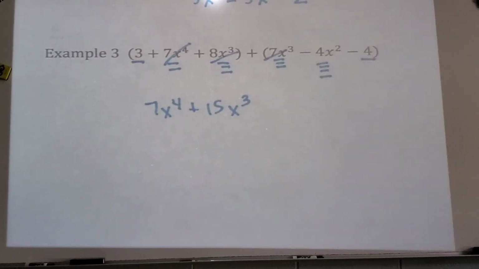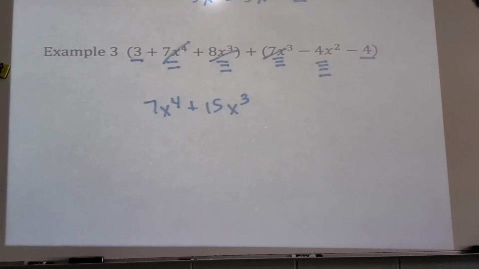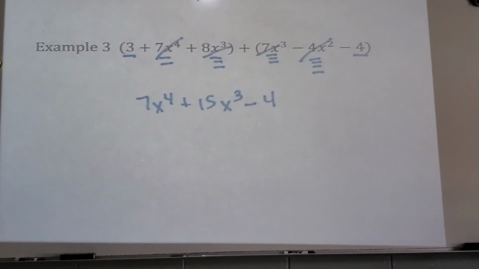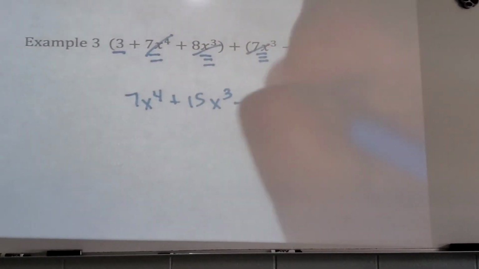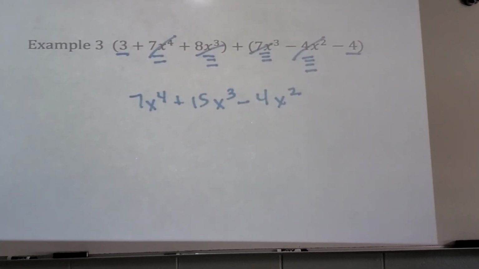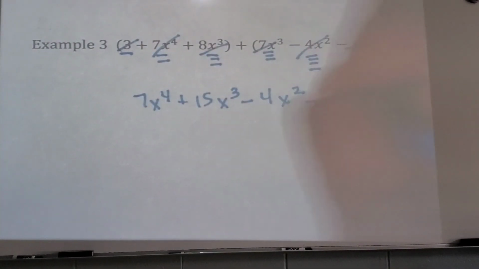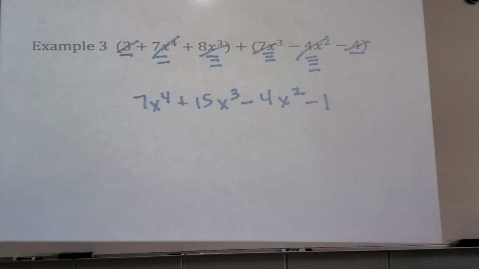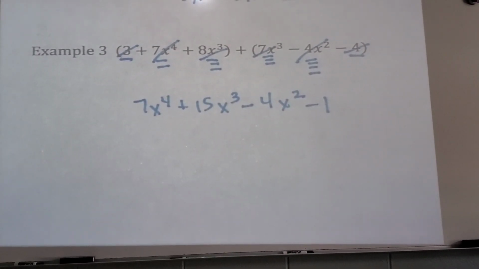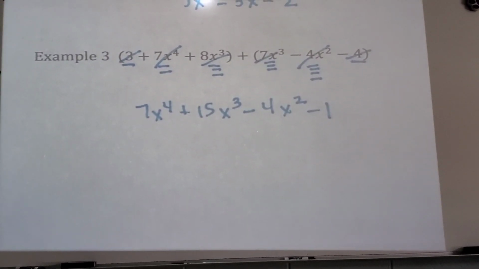If you look where my 4 lines are, I only have one term that has 4 lines. I'm simply going to bring that one down. So minus 4x squared. Then I'll subtract my constants. 3 minus 4 is going to give me a negative 1. For example 3, my final answer is 7x to the 4th plus 15x to the 3rd minus 4x squared minus 1.